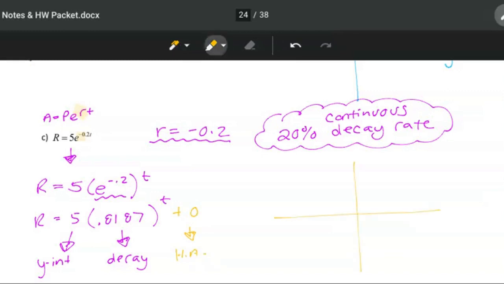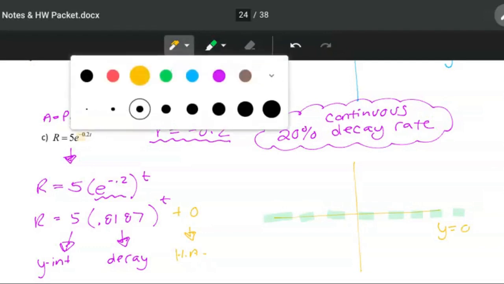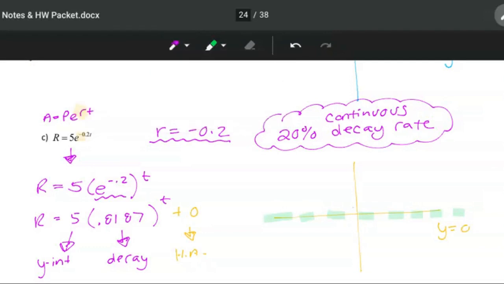So if we start to graph that, we could put the horizontal asymptote at 0. Again, asymptotes should always be dotted. They should always be labeled. Our y-intercept is 5. And then decaying means starting up high and decreasing as you go to the right. So hopefully that should make sense that when you have that negative R value, that does mean decay.